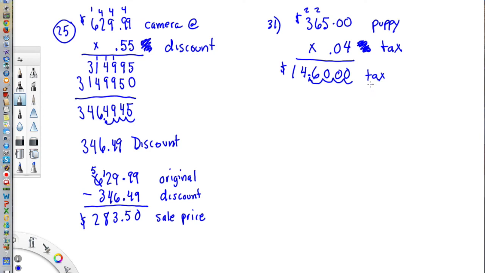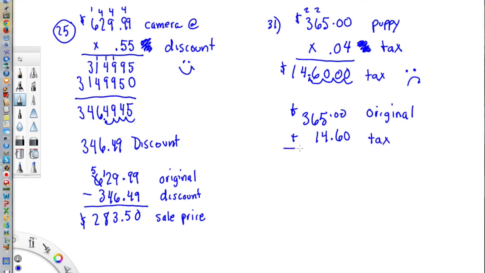Now tax, we add, okay? Discounts make us happy because the price goes down. Tax makes us sad because the price goes up. So at least it makes the government happy, I guess. But anyway, so I take my original price, which is $365. And I have to add my tax of $14.60. Okay, so this is the original price. This is the tax that I have to pay in addition.